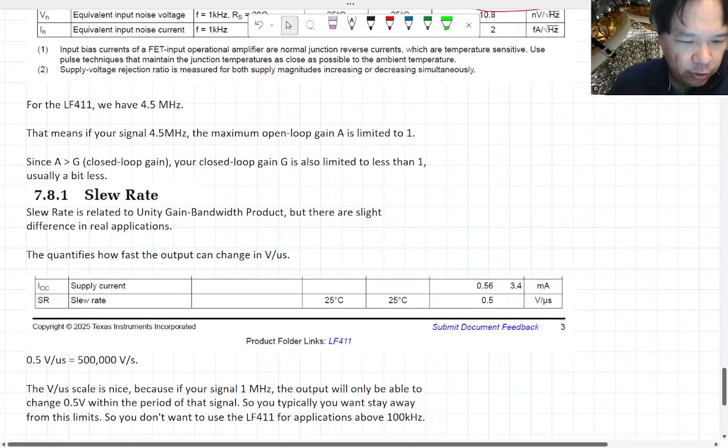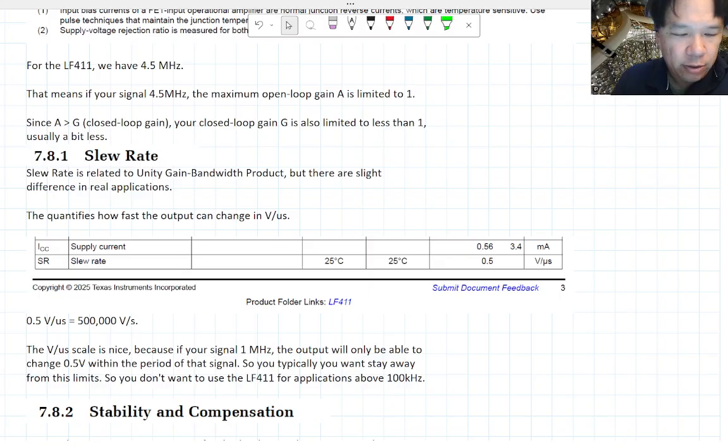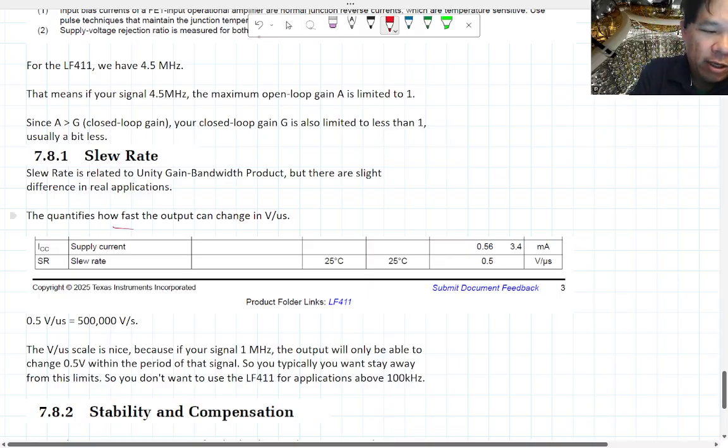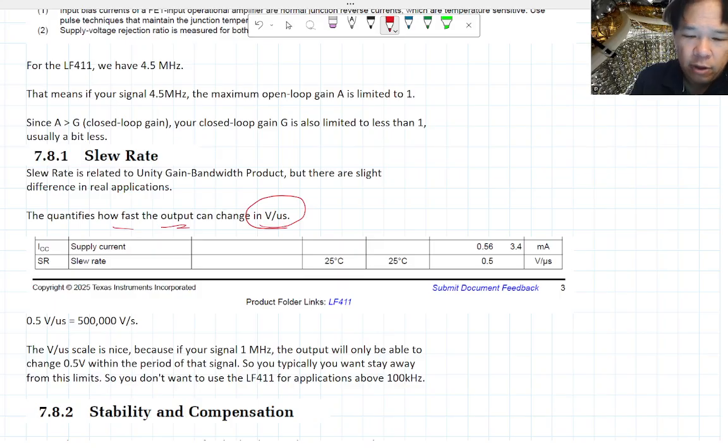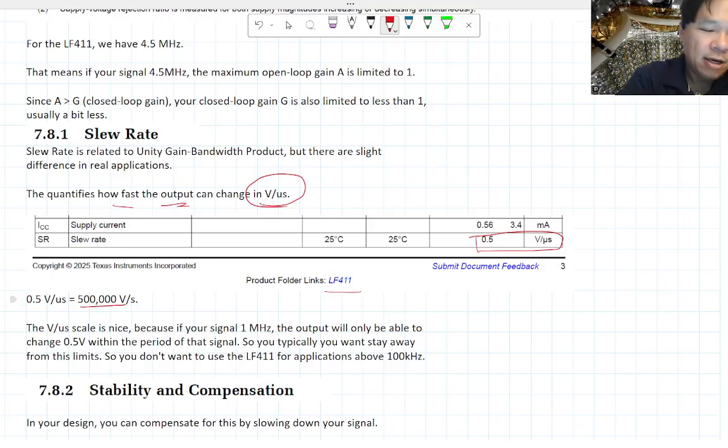Another quantity is called the slew rate. This is related to the unity gain bandwidth product, with some slight difference, especially when you're doing applications. This basically quantifies how fast the output can change in volts per microsecond. If you look up the LF411, it's going to be half a volt per microsecond. That may not seem like a lot, but if you convert the microsecond to regular seconds, it's actually 500,000 volts per second. That's how fast it can switch. Of course, it never reaches 500,000 volts because you're capped at your power supply. But that means it can switch voltages up and down very quickly.